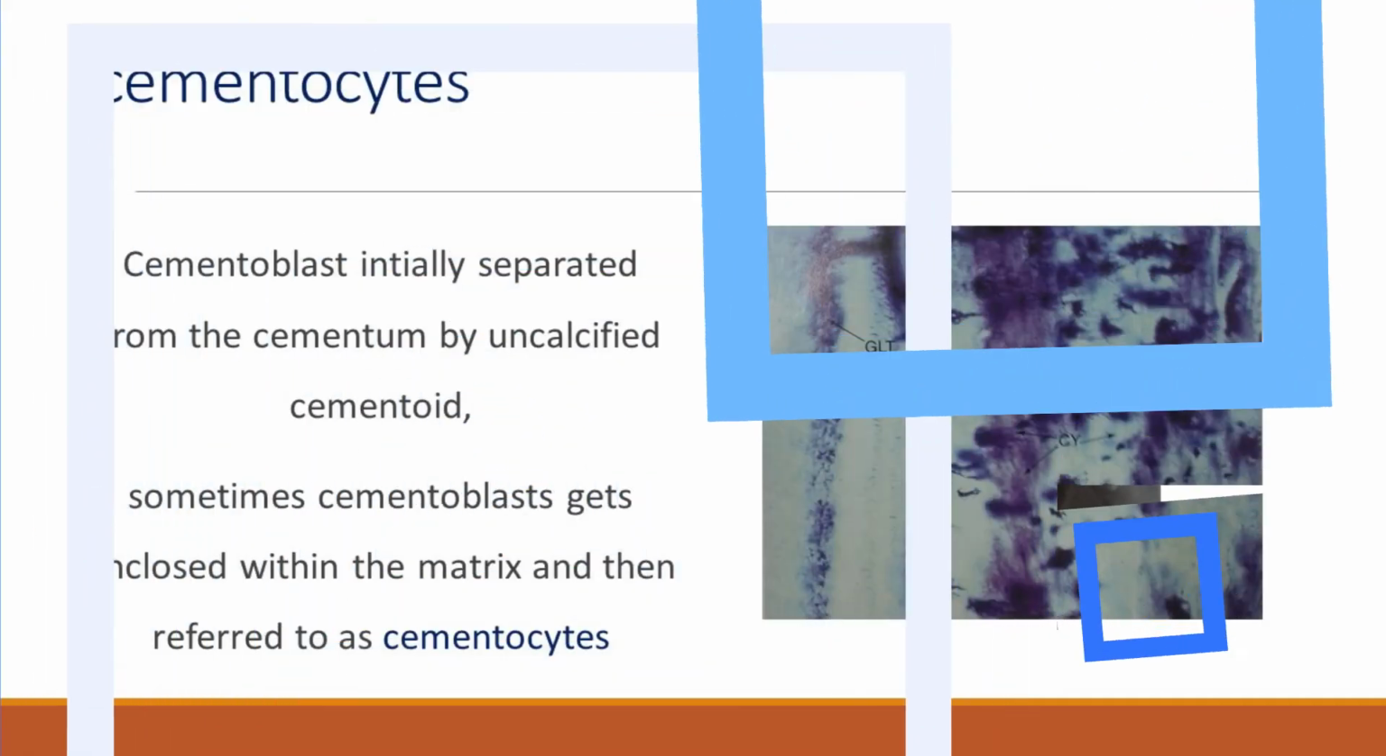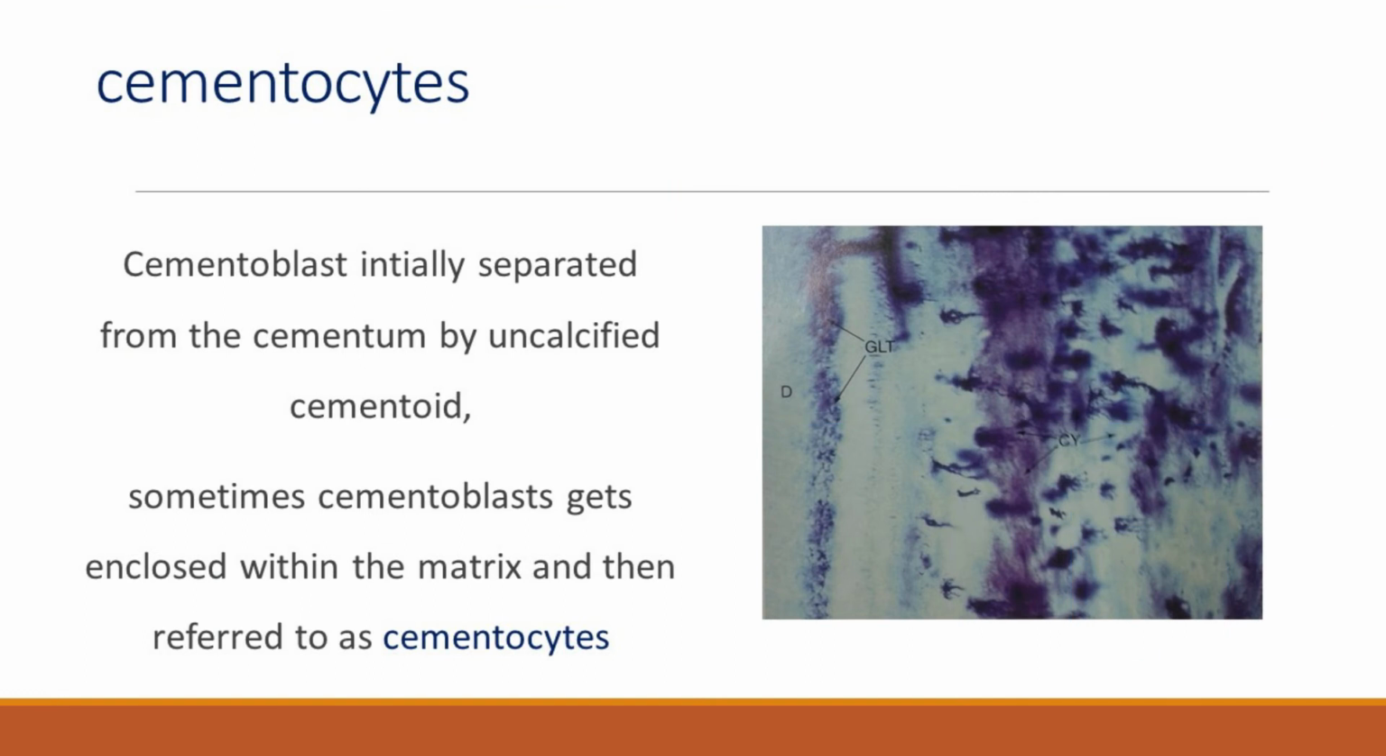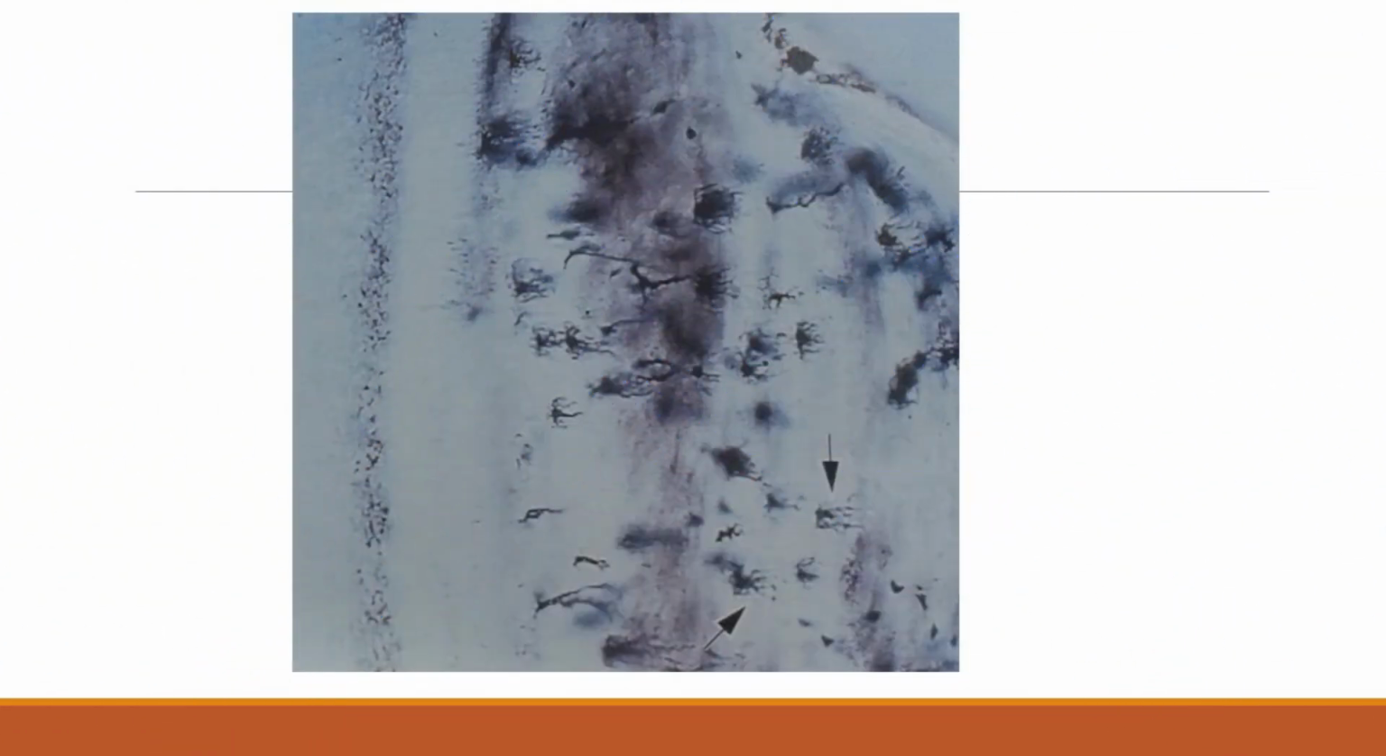So cementocytes are formed initially. The cementoblast separates from the cementum by an uncalcified cementoid. Sometimes when the cementoblast gets enclosed within the matrix, they are referred to as cementocytes. In this picture you can clearly see the canaliculi are directed towards the periodontal surface of the cementum.